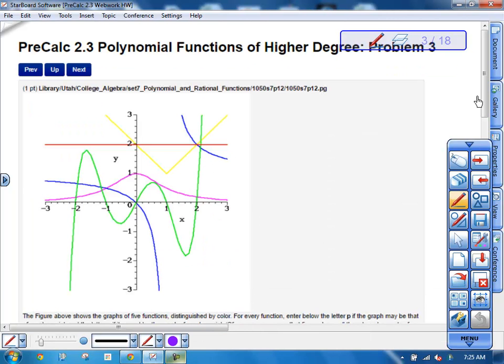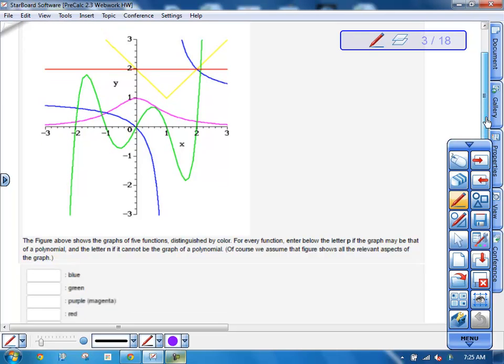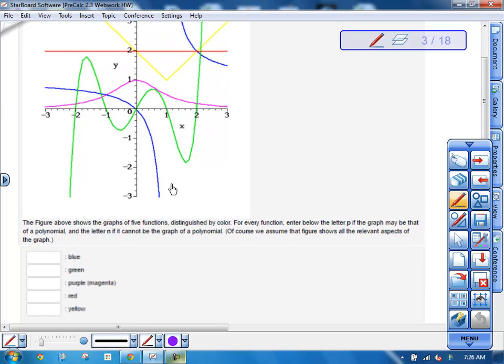All right, next problem gives us these different functions here in different colors, and it wants us to know if they're polynomials or not. So if they are, we'll enter in a p. If not, we'll enter in an n. So the blue one is the reciprocal function. That's y equals 1 over x, which is like y equals x to the negative 1. That's not a polynomial, right? Because it has negative exponent, so that is not.